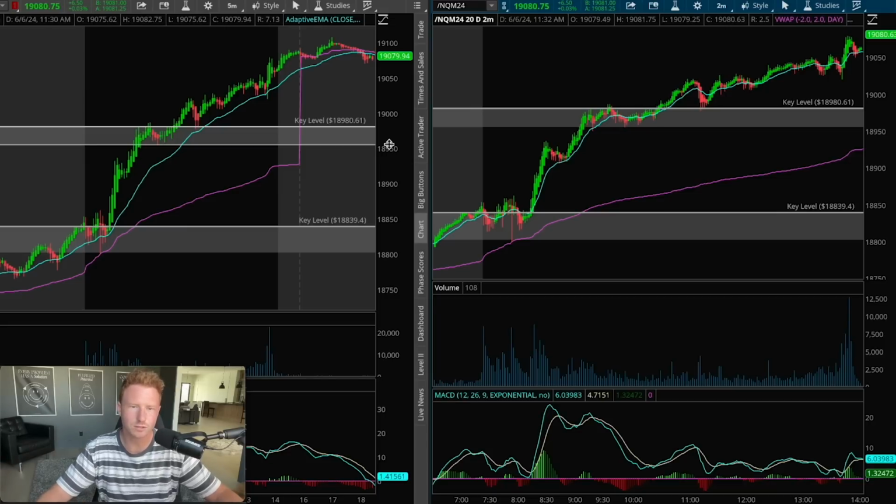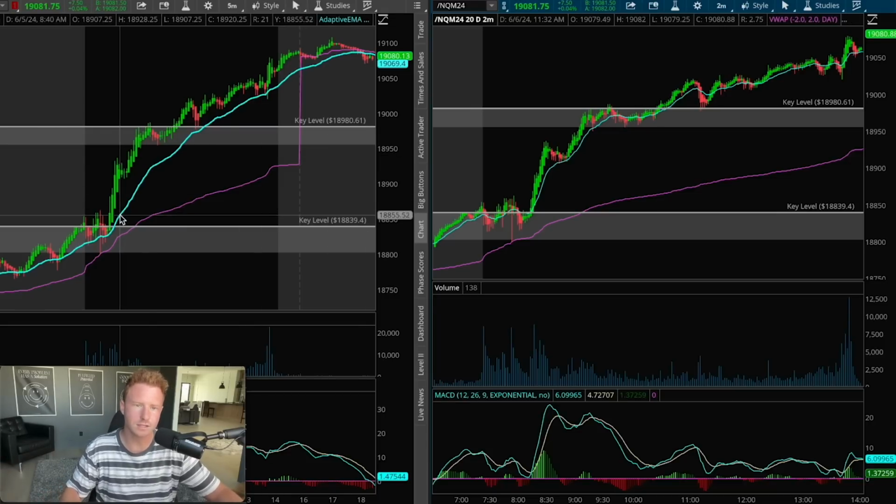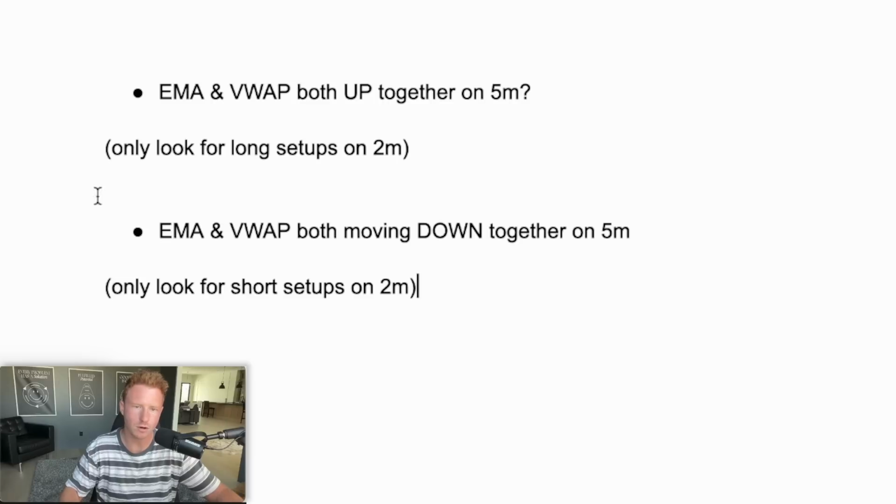And this is where the strategy really shines where, as you can see, the EMA is obviously pointing up and the VWAP is obviously moving up. Okay, so going back to our sheet, we only want to look for long setups on the 2 minute. Okay, so I'm going to go back to the chart.